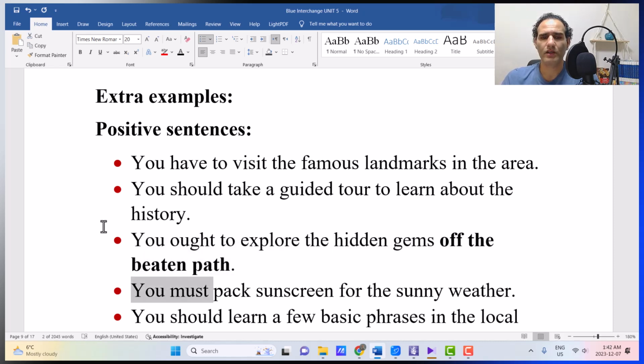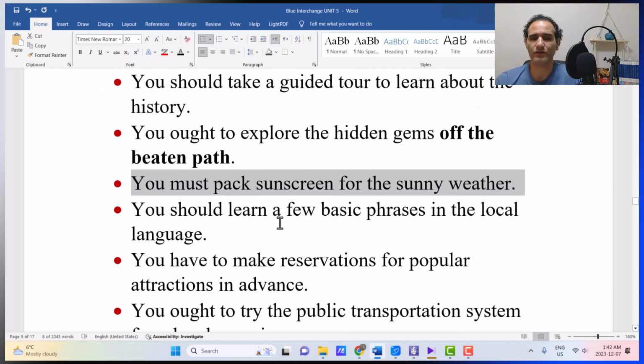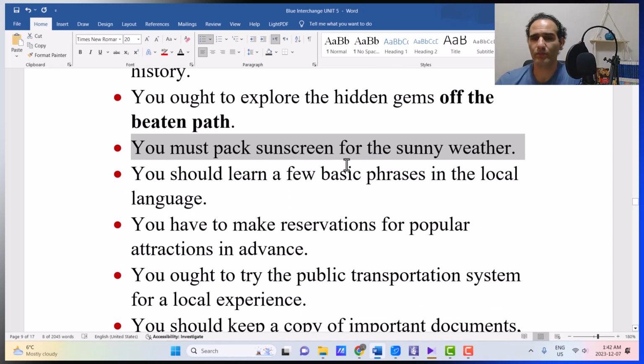Good. You must pack sunscreen for the sunny weather. Again, it is because the person, probably this is a female talking about this, because for women it's very important to protect their skin. Maybe a man says the same thing.